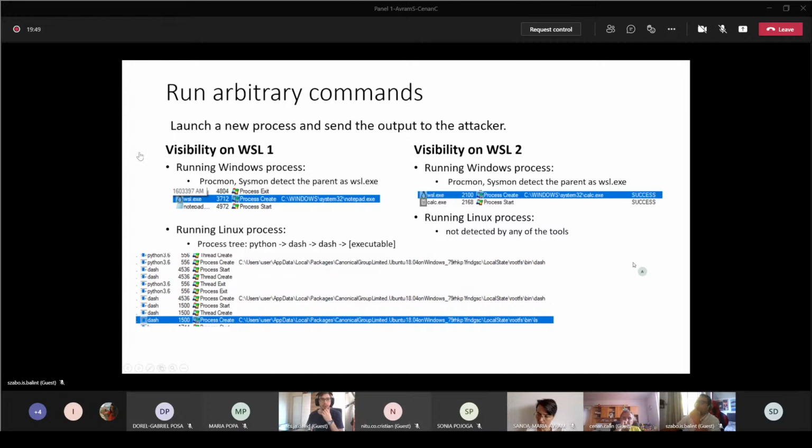Our next command is run arbitrary commands. Here we can differentiate two cases: a Windows executable launched and a Linux executable. In case of a Windows process, in both WSL1 and WSL2, WSL.exe launches the process which is specified by the attacker. In case of Linux processes, the following process tree can be observed: Python, being the post-exploitation framework, launching, and finally the executable which is specified by the attacker. In case of WSL2, no tool was able to detect a process launch.